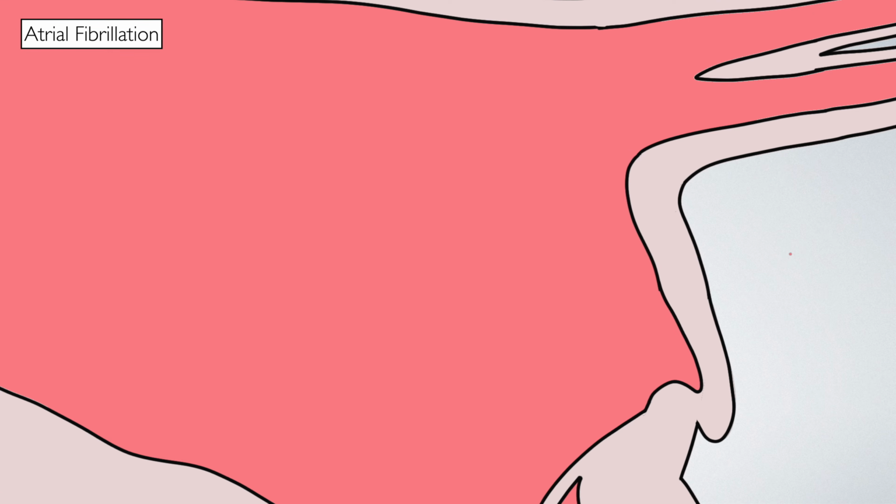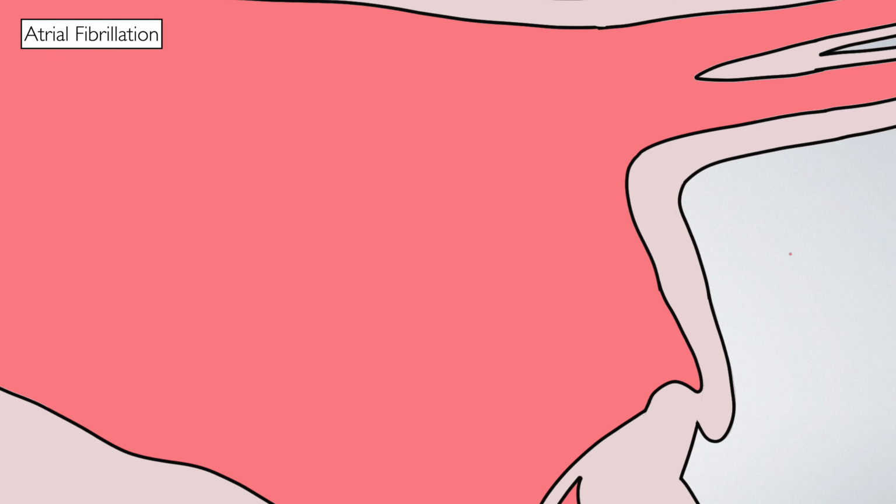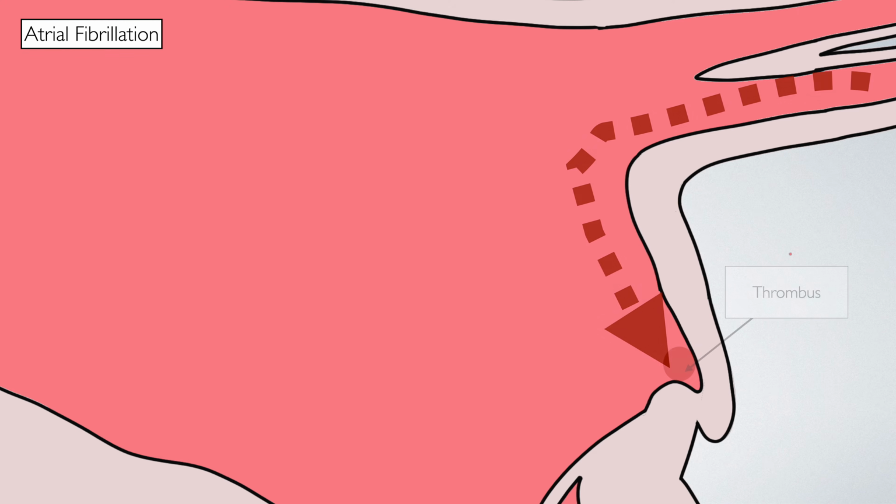In the left atrium, there is a small pocket known as the atrial appendage. Under normal circumstances, blood flows into the appendage, but coordinated atrial contraction keeps the blood flowing. In atrial fibrillation and atrial flutter, the blood is able to pool in the appendage and a thrombus can form.